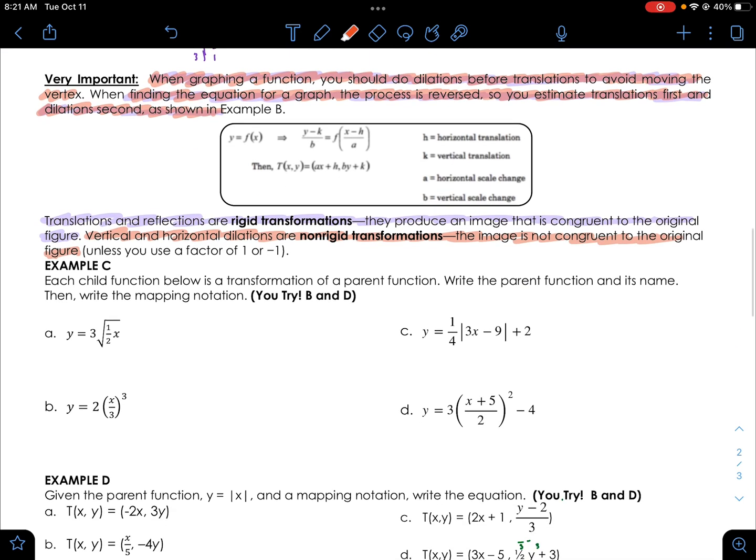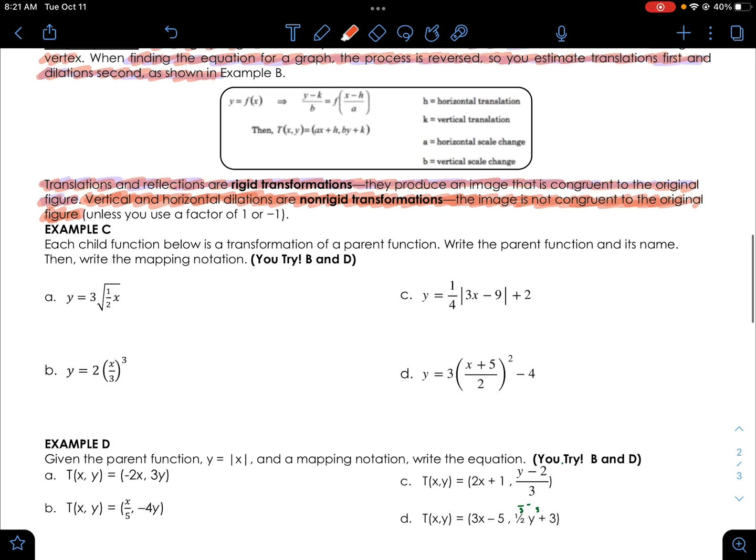Again, when we talk about these different transformations, translations and reflections are rigid motions. They are going to produce an image that is congruent to the original image. It does not change the shape of the graph. But vertical and horizontal dilations, they're going to change the shape. And when something changes the shape, it is considered a non-rigid transformation.